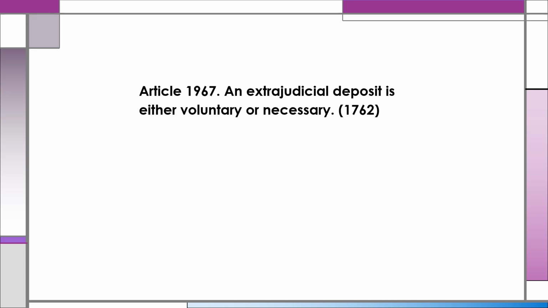We have taken this up before. Sabi natin, judicial or extrajudicial, and extrajudicial is further subdivided into voluntary or necessary. And we will discuss each one of them shortly.